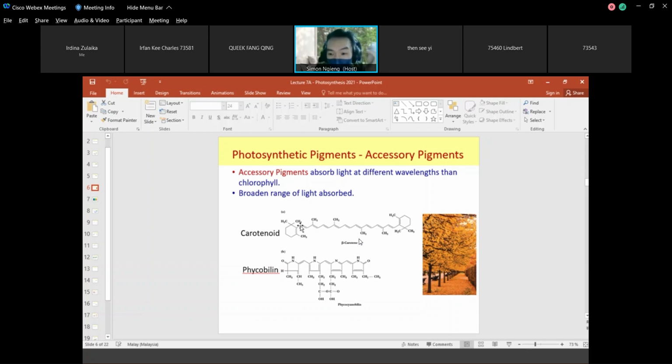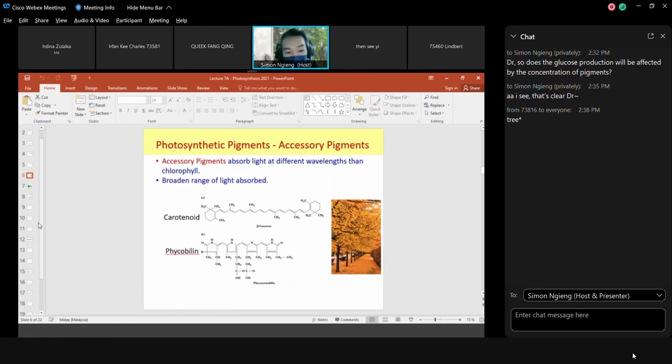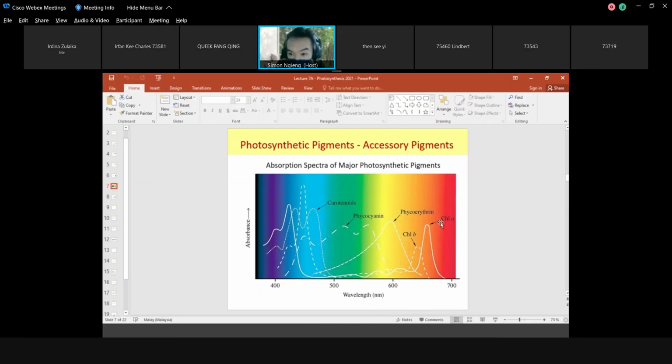Most likely there's still a little bit. The reason why plants have different kinds of pigment is so that they can broaden the range of light that they can absorb. As you're aware, leaves look green because they reflect green light and absorb the others.